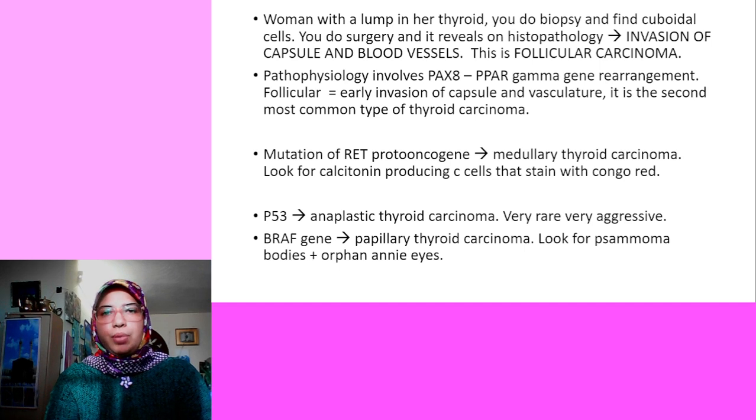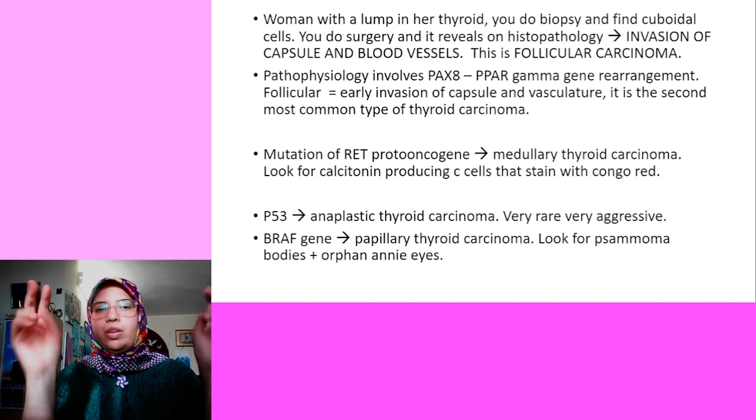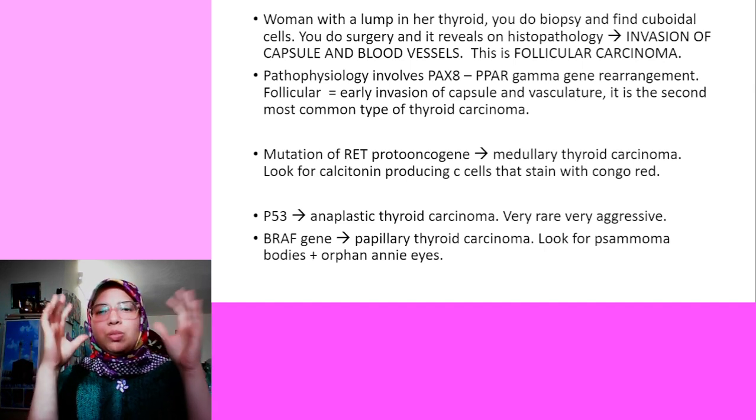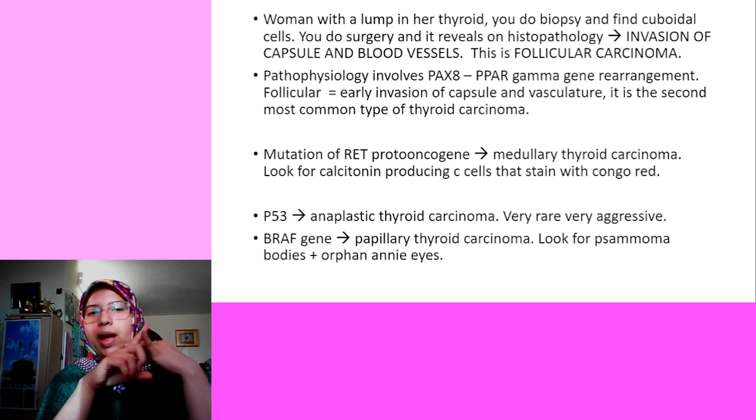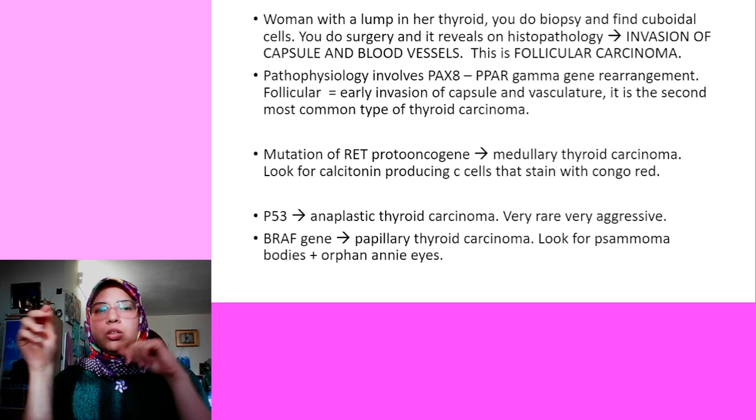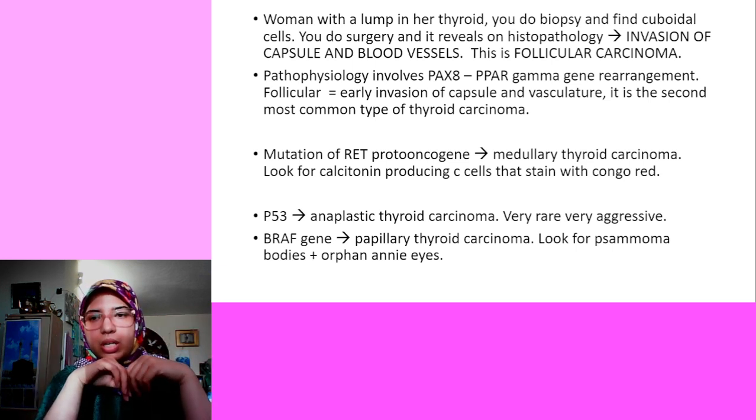A woman with a lump in her thyroid. You do a biopsy and you find cuboidal cells. You do surgery and it reveals histopathology of invasion of capsule and blood vessels. Those are buzzwords for follicular carcinoma. Pathophysiology involves PAX8-PPAR gamma gene rearrangement. Remember, follicular is early invasion of capsule and blood vessels. It is the second most common type of thyroid carcinoma.